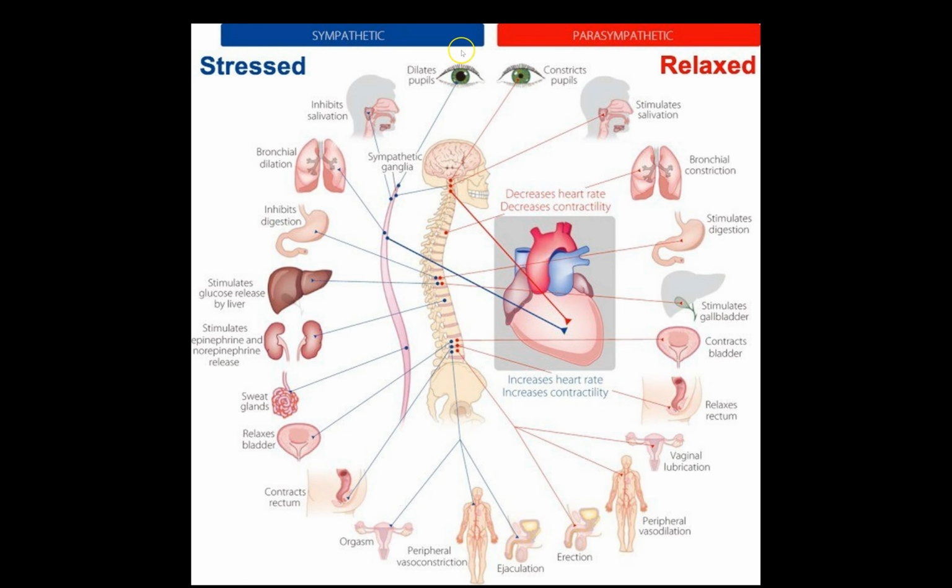So, very simple: dilated pupil, diminished salivation, bronchial dilatation. Also there is acceleration of the heart, it's not present here. Tachycardia, inhibition of digestion, glucose production, adrenaline, noradrenaline in blood, sweating, no micturition, contraction of the wall, relaxation of the wall, contraction of the sphincter, no defecation, contraction of the rectum, and it is responsible for orgasm in females and ejaculation in males and peripheral vasoconstriction.